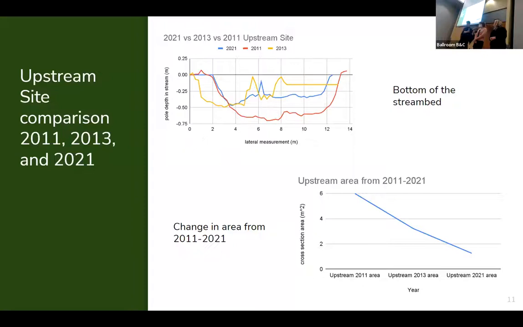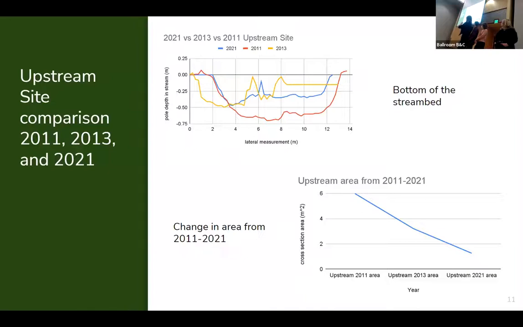Okay, so here is the data for the upstream site. On our vertical axis, we just have the depth, and on the horizontal axis, you can see it's the lateral measurement. 2021 is in blue, 2011 in red, and 2013 in yellow. And the upstream location followed our hypothesis the closest.